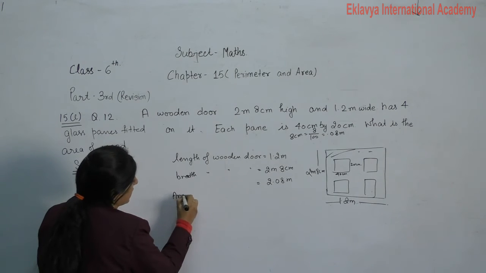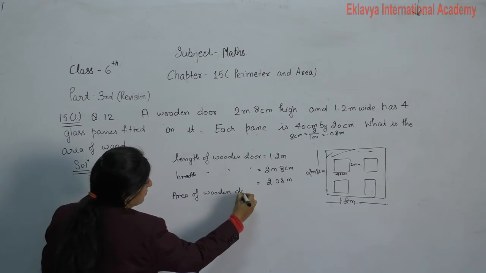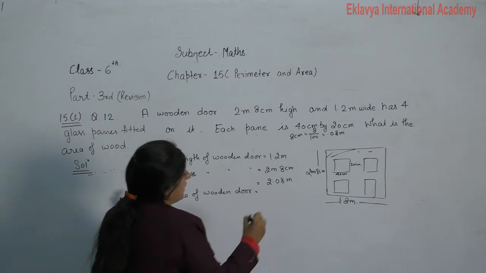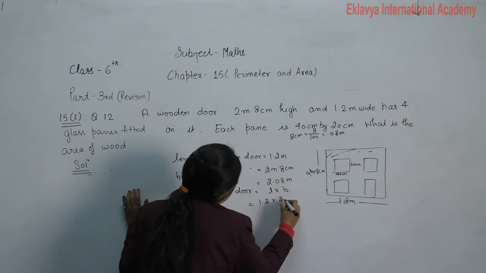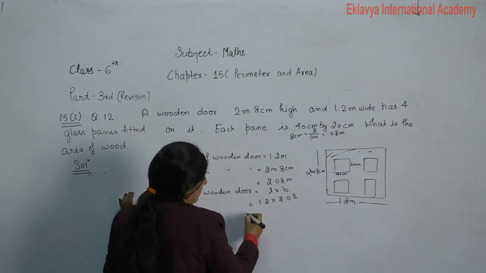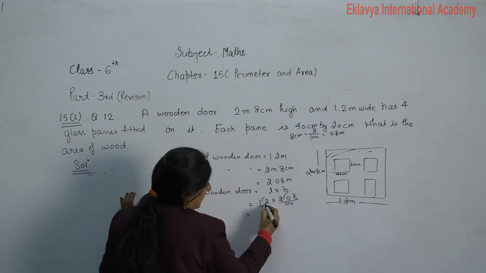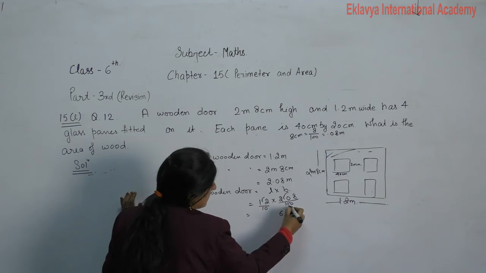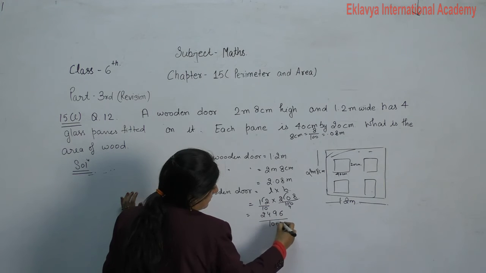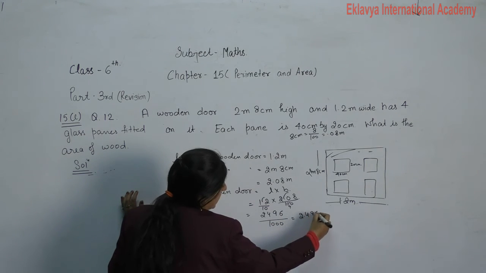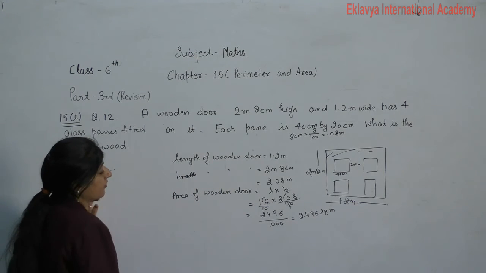Now area of wooden door. Length multiply by breadth, 1.2 multiply by 2.08. Then you can write down 12 8s are 96, 12 2s are 24, 2.496 square meter.